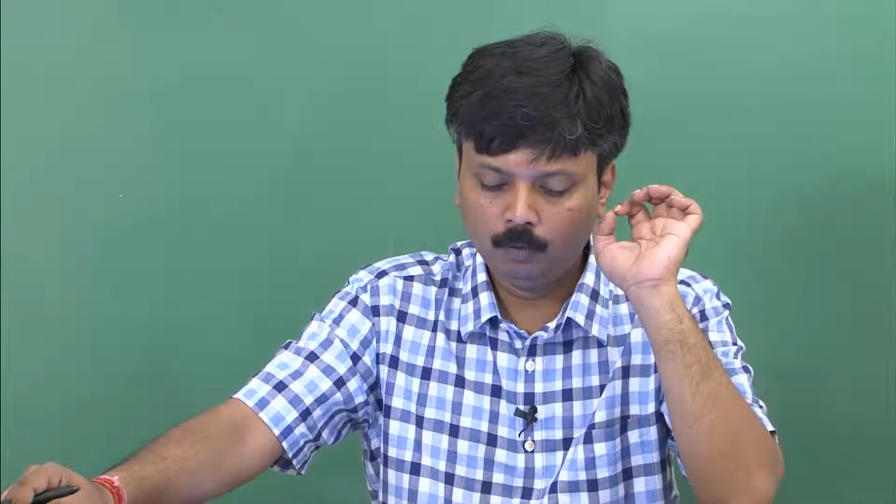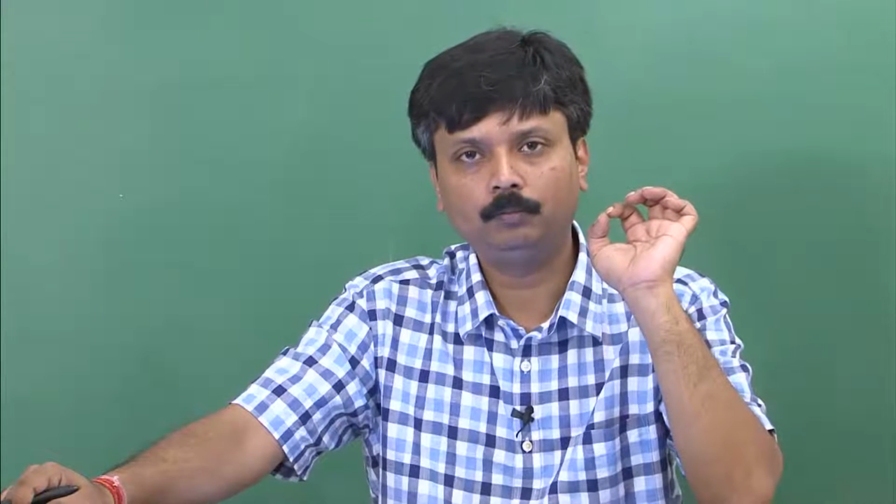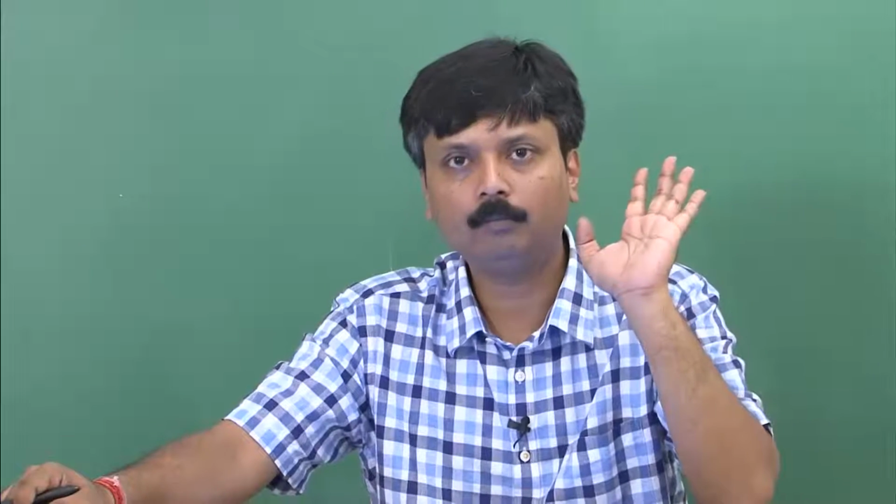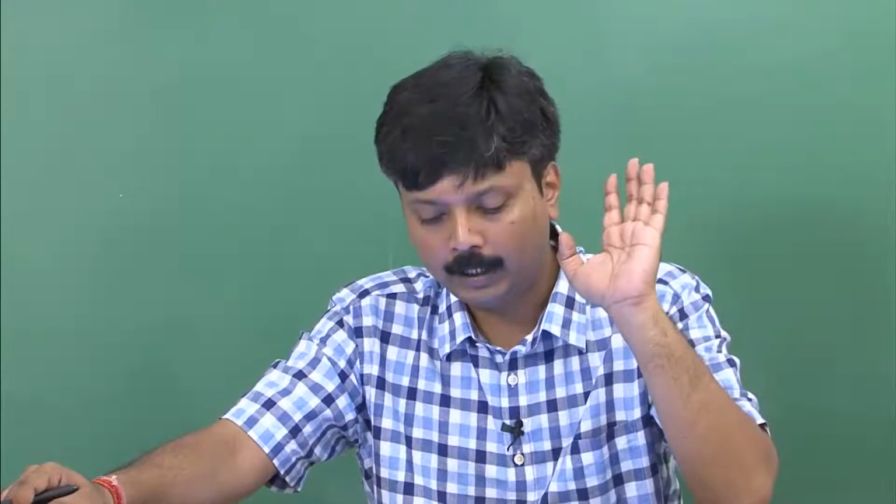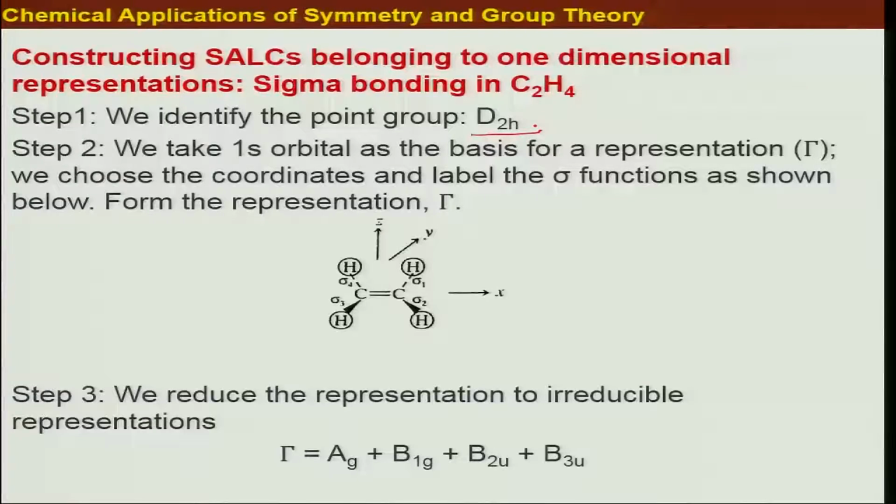Now, what basis can we choose? The answer is anything, right? That has to satisfy ultimately the symmetry conditions, and that must be within that particular molecule. So what we do here, we choose the 1s orbital for each hydrogen atom. There are 4 hydrogen atoms, so I consider a total of 4 1s orbitals, and based on that we will form a representation for this particular point group D2H.